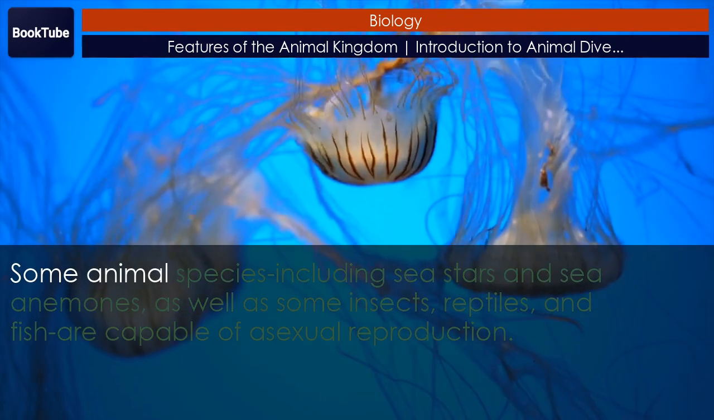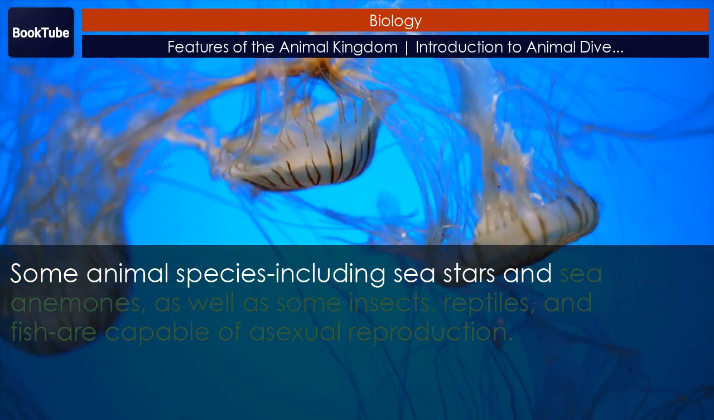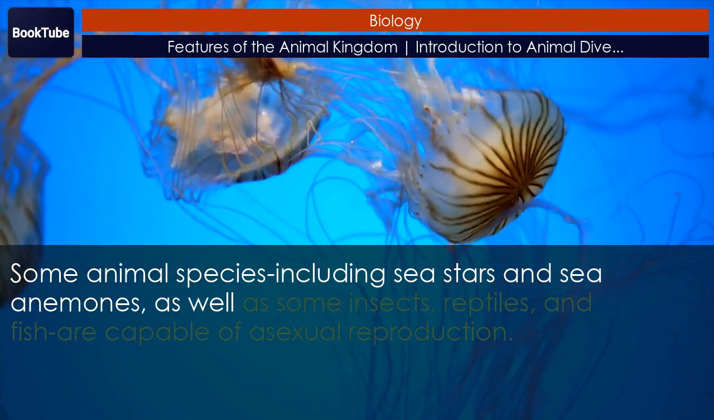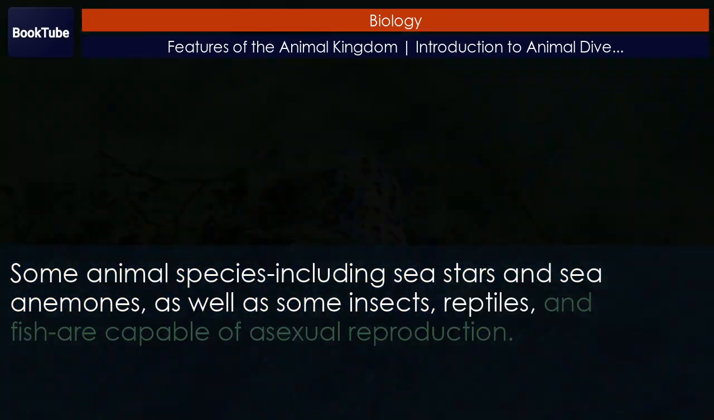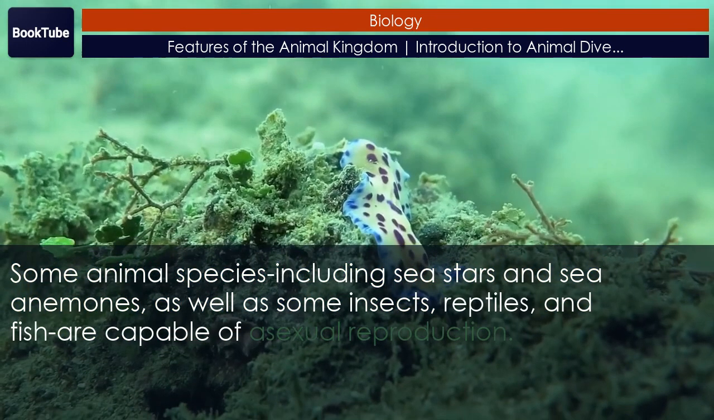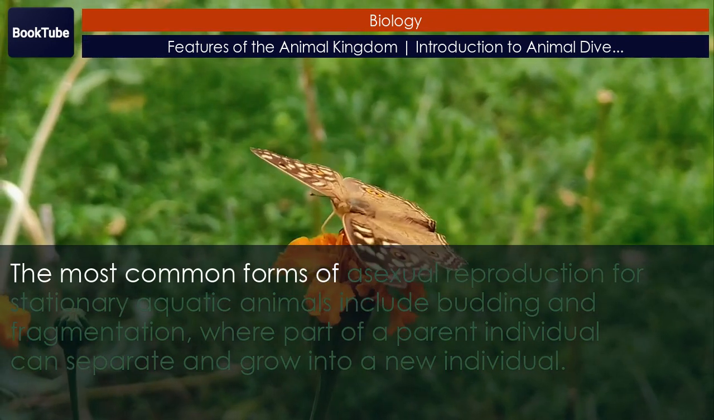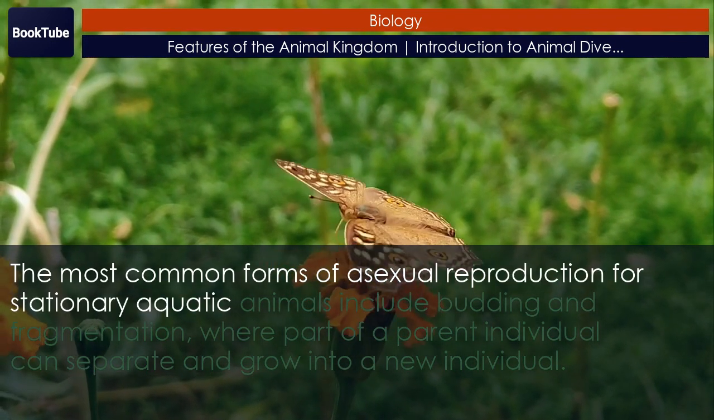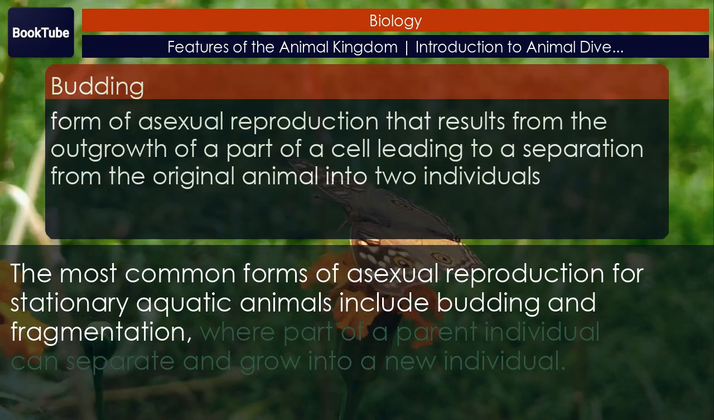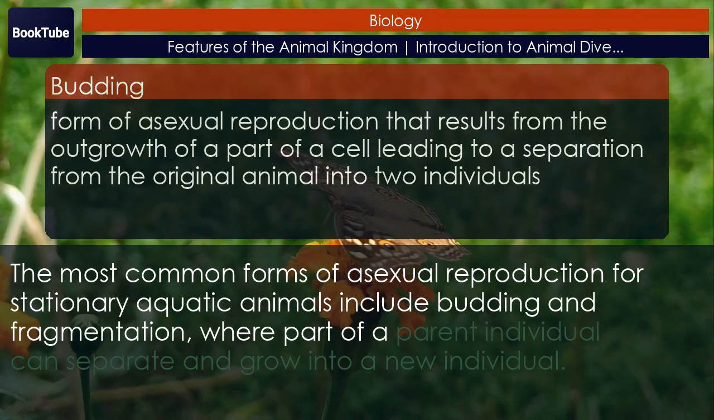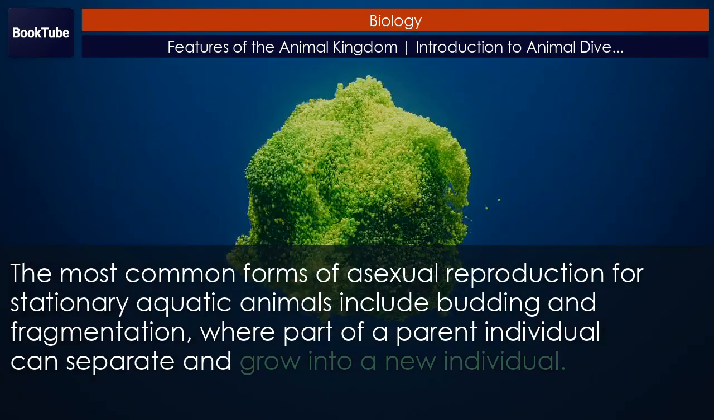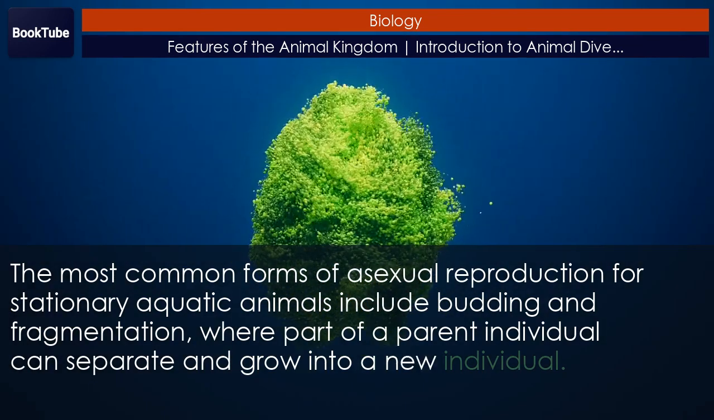Some animal species, including sea stars and sea anemones, as well as some insects, reptiles, and fish, are capable of asexual reproduction. The most common forms of asexual reproduction for stationary aquatic animals include budding and fragmentation, where part of a parent individual can separate and grow into a new individual.